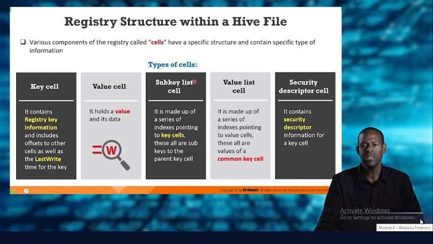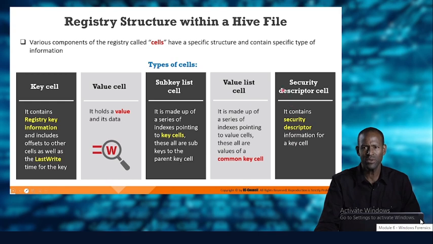We also have a subkey list cell. This is made up of a series of indexes pointing to key cells that are all subkeys of the parent key cell, and those can also contain values. So there's a series of indexes pointing to value cells; these are all values of a common key cell. And you'll see some of this in the lab. This is kind of hard to explain without actually showing you in the registry, but you'll see it in the lab. And then we have the security descriptor cell that has security descriptor information. But where is it? It's in the key cell.